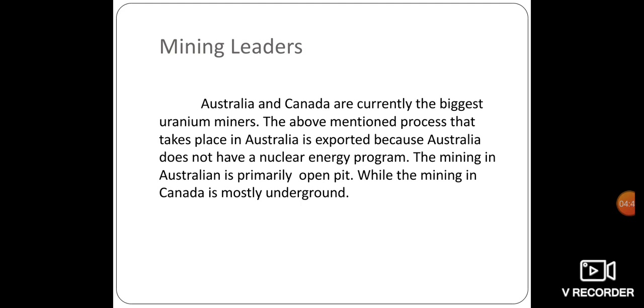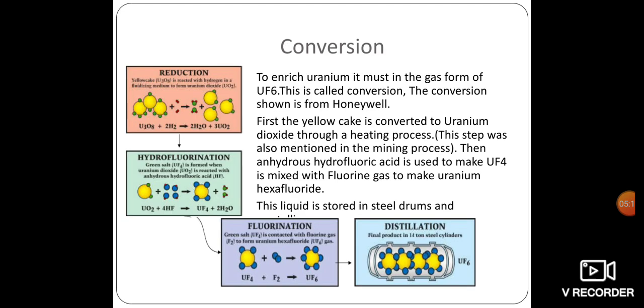The mining leaders. We'll understand who the mining leaders are. Australia and Canada are currently the biggest uranium miners. The above-mentioned process that takes place in Australia is exported because Australia does not have a nuclear energy program. The mining in Australia is primarily open pit, while the mining in Canada is mostly underground. There are two types of mining: one is open pit and the second is underground. Australia mainly has open pit mining, whereas Canada has underground mining.